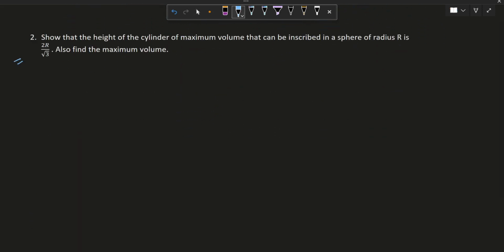So if you see in the next question, it's almost similar, but the cone is replaced by a cylinder. Show that the height of a cylinder of maximum volume that can be inscribed in a sphere of radius r is this much. Also find the maximum volume. So now here also we have a sphere. It's almost similar to the previous question, only the figures are changed. Now you need to get a cylinder here instead of a cone.